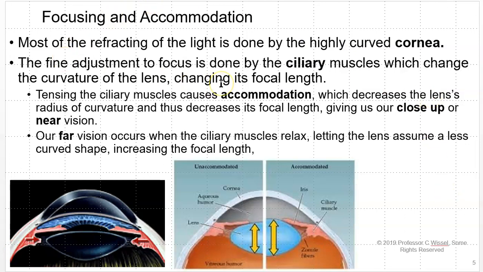Now, most of the refracting of light is done by the highly curved cornea. The fine adjustments to focus are done by the ciliary muscles, which change the curvature of the lens, changing its focal length. Tensing the ciliary muscles causes accommodation, which decreases the lens radius of curvature and thus decreases its focal length, giving us our near vision. Our far vision occurs when the ciliary muscles relax, letting the lens assume a less curved shape, increasing its focal length. Ciliary muscles are here on the sides.